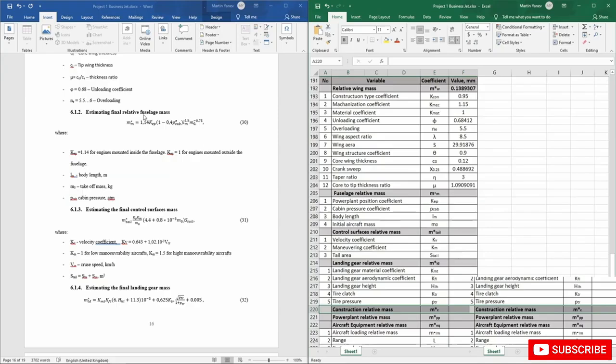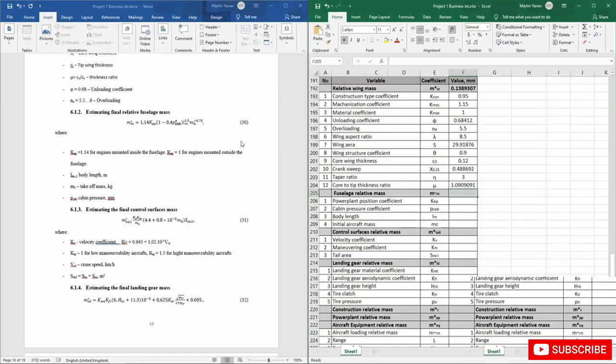So we'll start by estimating the final relative fuselage mass with this equation here. And you shouldn't get actually very scared from this type of equations, because you simply can type them in Excel, and it's very simple, as you saw from the last lecture how we did a very complex equation just with one step in Excel. So the first thing that I'm gonna do, let's talk about the coefficients.